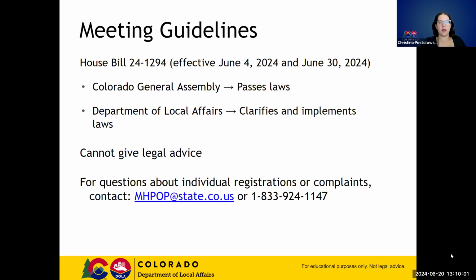We're also not going to be discussing questions about individual mobile home park registrations or pending complaints during this public meeting. If you have questions about registration or complaints, please contact us at our program email address or our toll-free phone number. For those joining by computer, our email address and phone number have been put in the chat. For those joining by phone, our email address is MHPOP, as in Mobile Home Park Oversight Program, at state.co.us. And our phone number is 1-833-924-1147.